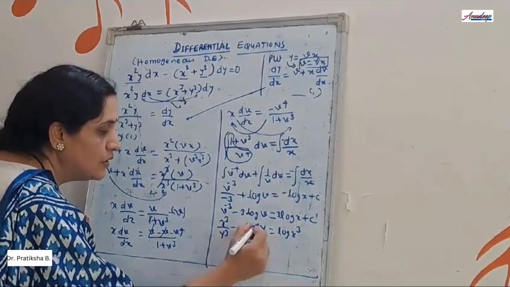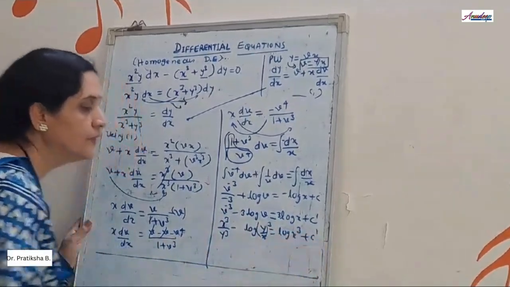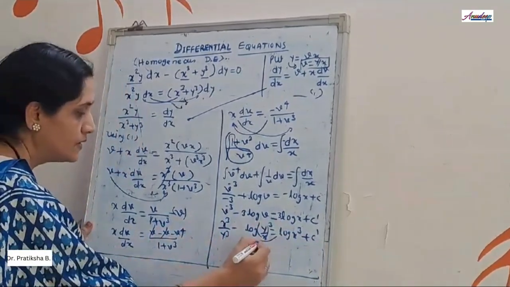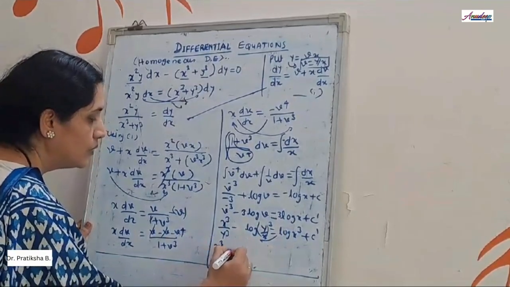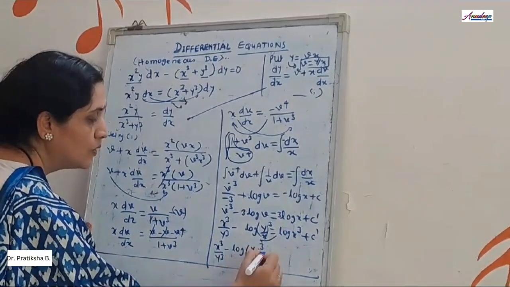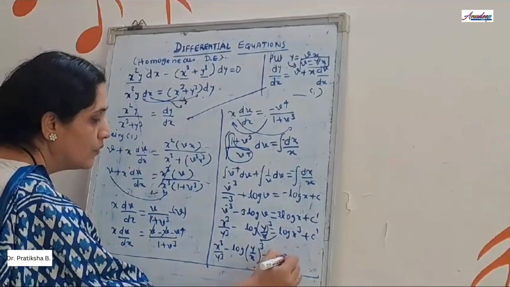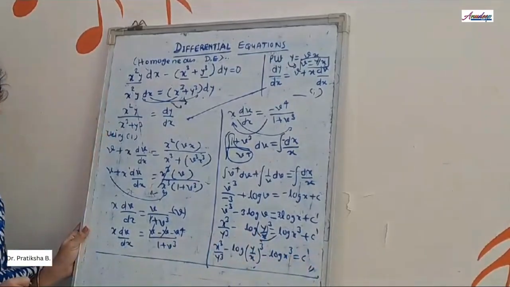I can just use the laws of logarithm and take it as. Finally, I can transfer this term here. I will be getting x cube upon y cube minus log of y upon x the whole cube minus log of x cube is equal to c dash. This is the final answer.